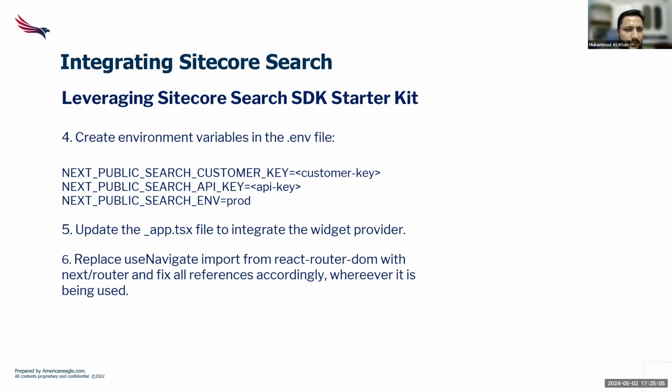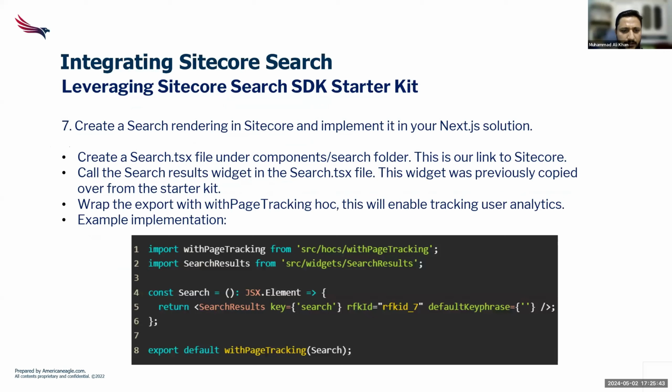Moving forward, the next thing is we need to configure our environment variables in the env file with the customer key and API key. App.tsx is the main starting point for any React application, so we need to update the widget provider in app.tsx. The next thing we did was replace useNavigate with Next router everywhere it was referenced in any of the copied components.